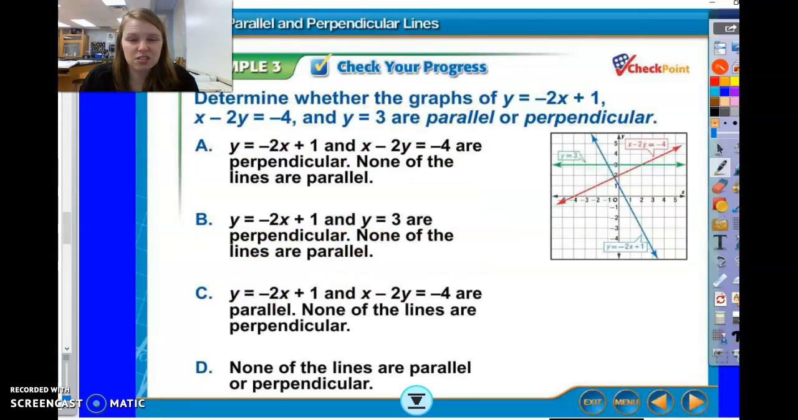What I would suggest doing for this, this one's already in slope-intercept form, so you have the slope. I would put this one into slope-intercept form. This one actually already is as well. So I would compare the slopes for each of these, but first put this into slope-intercept form. Okay? So pause here, see what you can do.